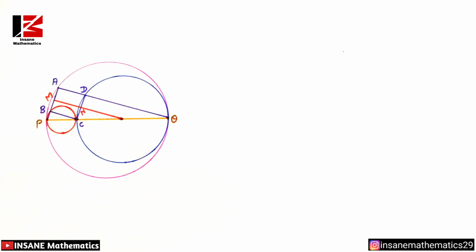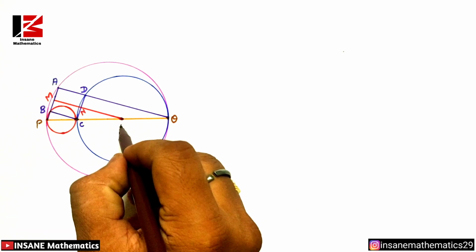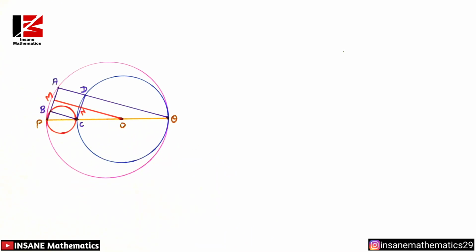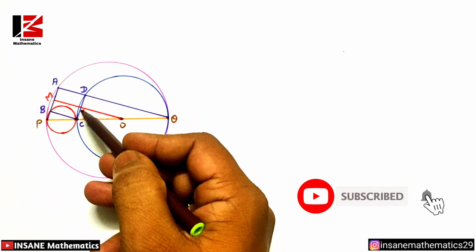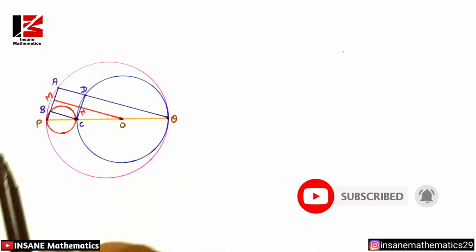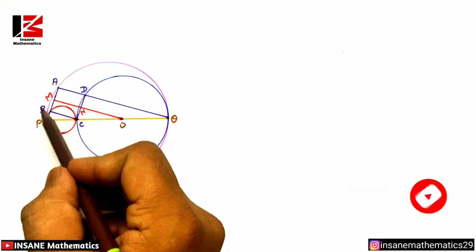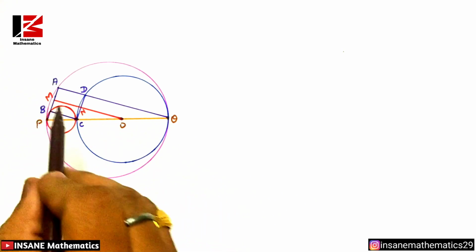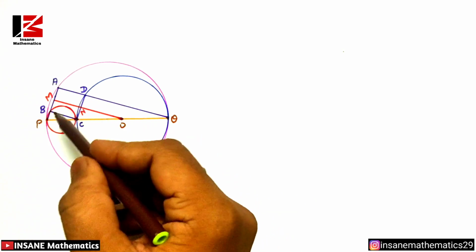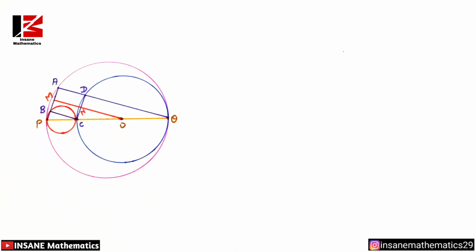So in the solution, let's consider the diameter of the large circle is PQ and the center of this circle is O. Now what we are going to do, we just drop the perpendicular from the center O to the side CD which intersects side CD at N, and extend this perpendicular to meet AB at M. Definitely NO and MO are perpendicular to CD and AB respectively.